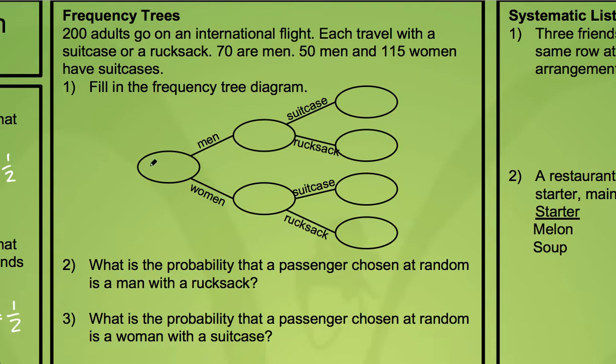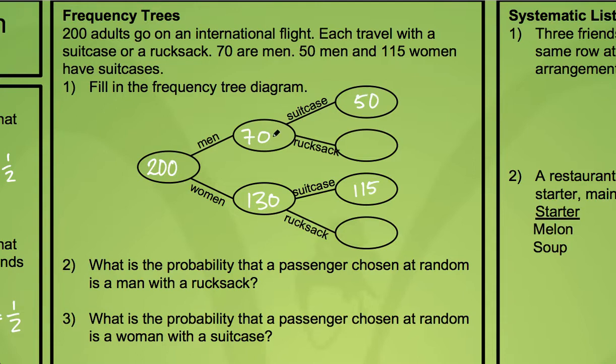So I start here with my 200 adults. 70 of them are men, and logically, therefore, of these 200, 130 have to go in that box. We can see from the branches here, it's a binary decision, either or, so 70 or 130. 50 men have suitcases, and 115 women have suitcases.